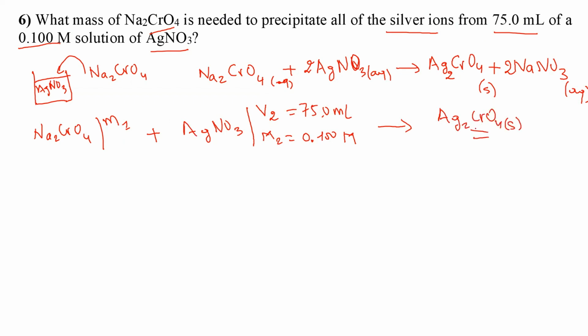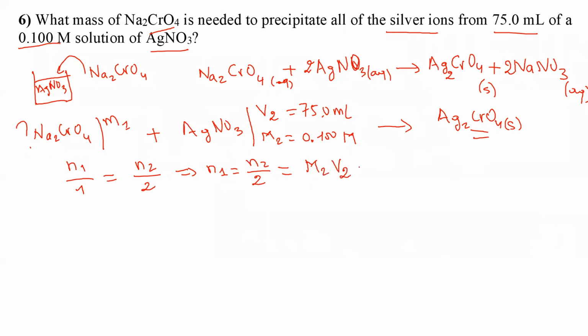Now the question asked is the quantity of sodium chromate that we use. We know that the number of mole N1 divided by 1 should be equal to the number of mole N2 divided by 2. 2 here is silver nitrate, at the equivalence point when they are used in the stoichiometric amount. So here we can deduce N1 equal to N2 divided by 2. What is the number of mole of silver nitrate that we have?